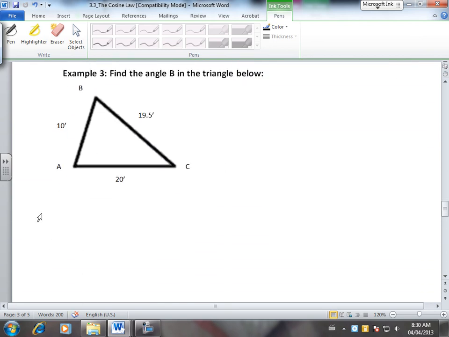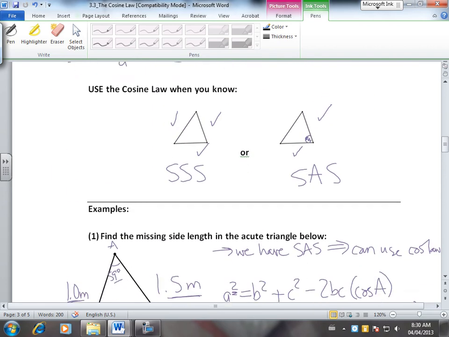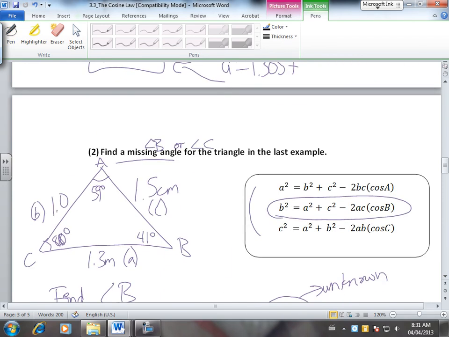So let's look at the second last example in here. We want to find angle B in the triangle below. So we're looking for angle B. And again, I'm going to look at what I have. I have 1, 2, 3 sides. I'm going to flip back here. Cosine law I can use when we have 3 sides or 2 sides and an angle. I have 3 sides. I can use cosine law.